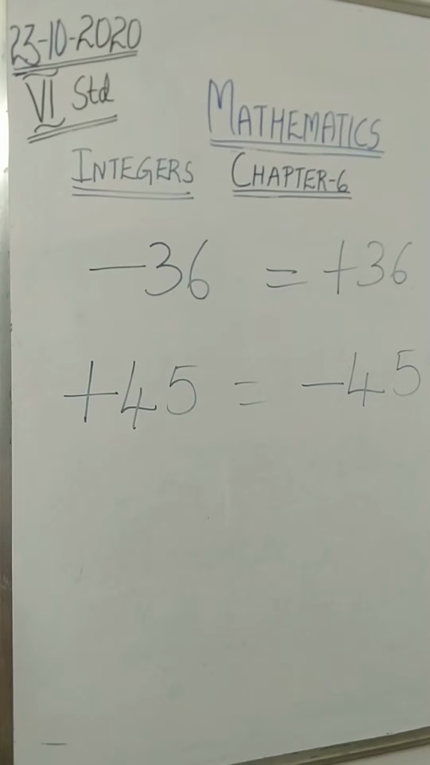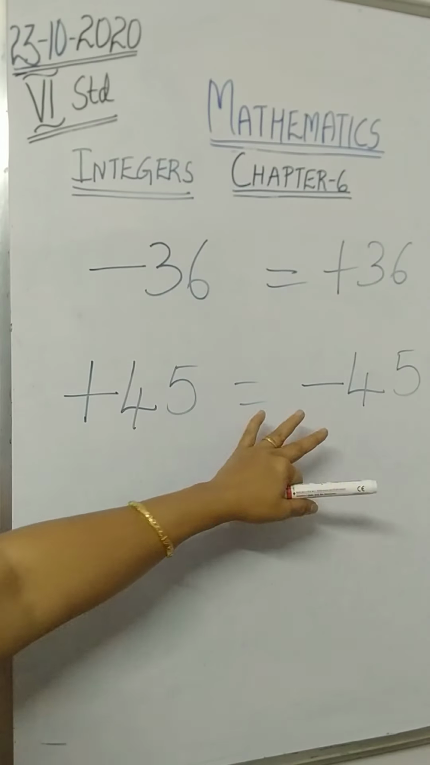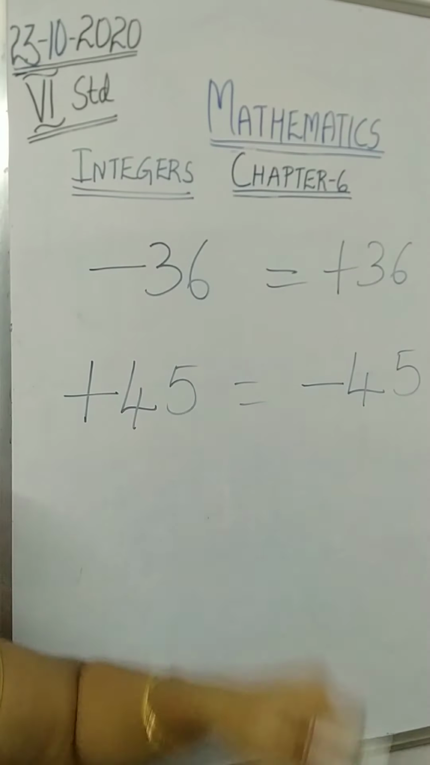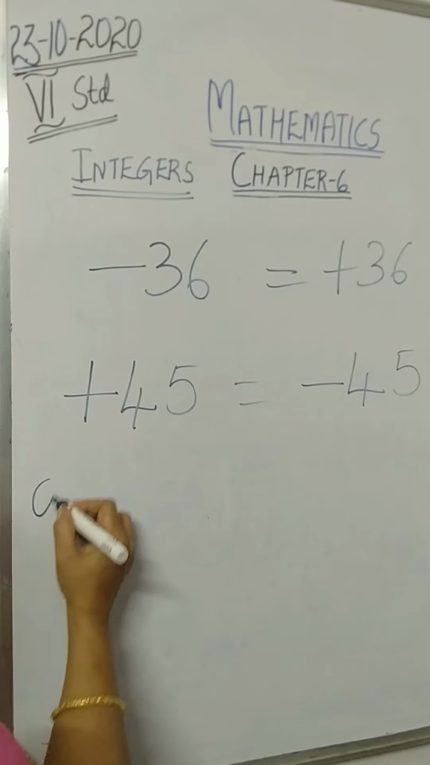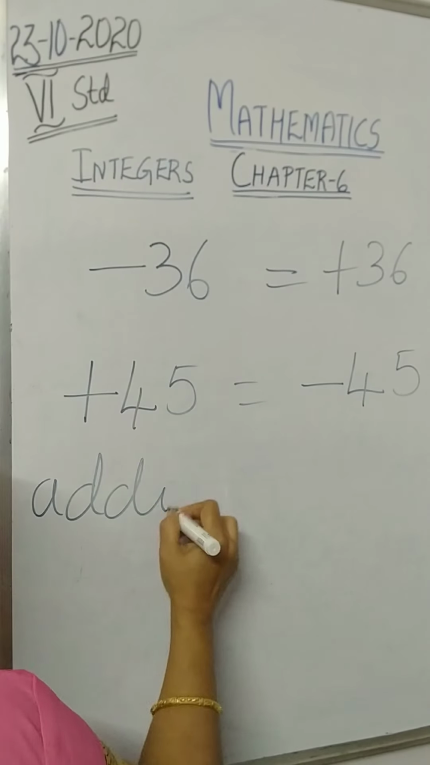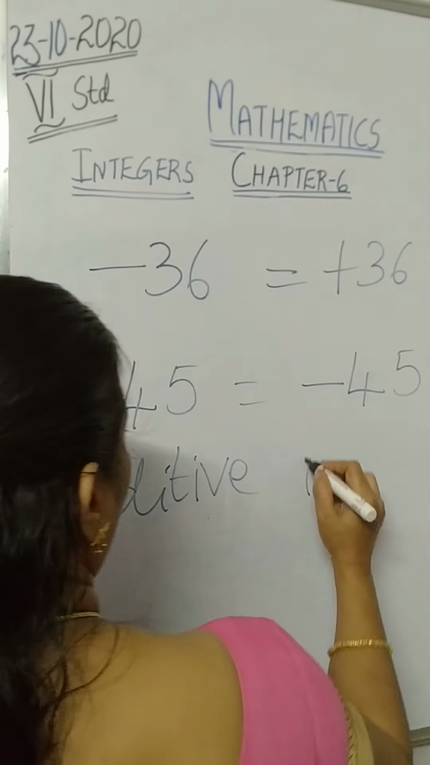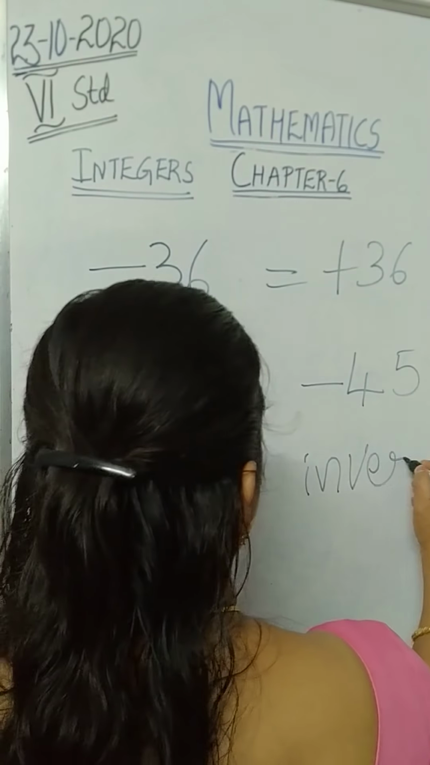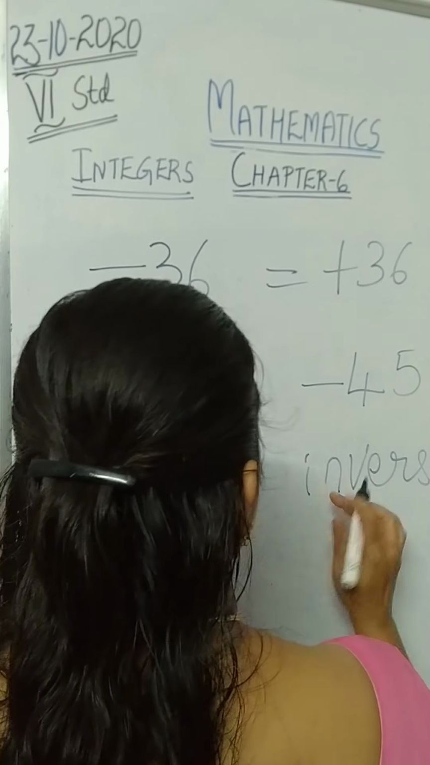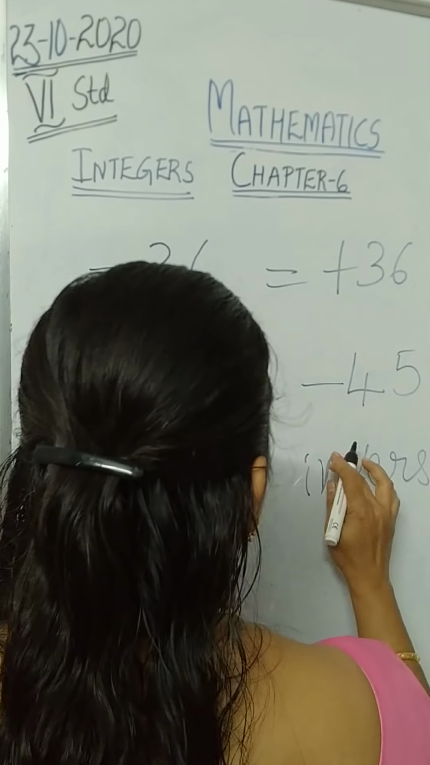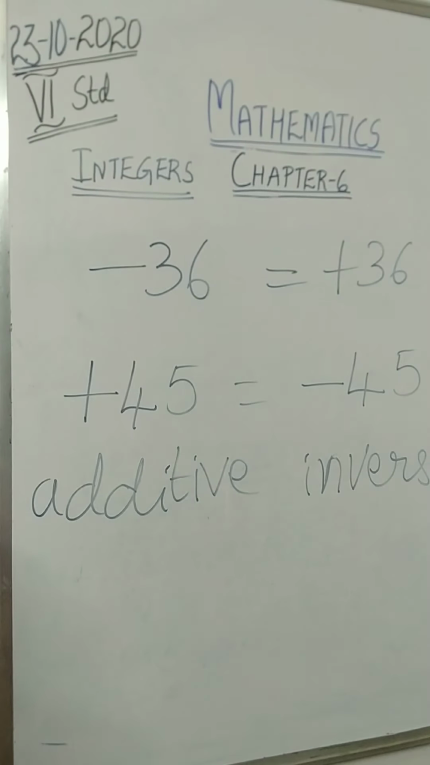Whatever integer is given, change the sign of it, that is the additive inverse of it. Yes, I'll tell you once again, it is additive inverse. Inverse means opposite, okay? Additive inverse. So, additive inverse of any number is opposite sign of that number. Okay? Is it clear now? I hope it is clear.